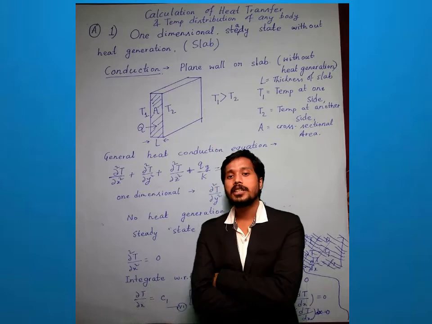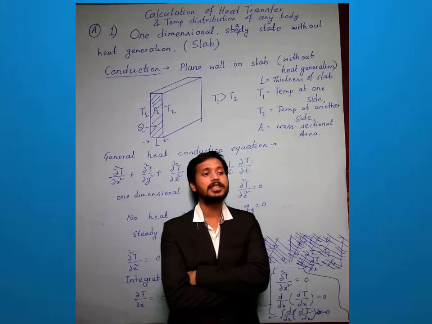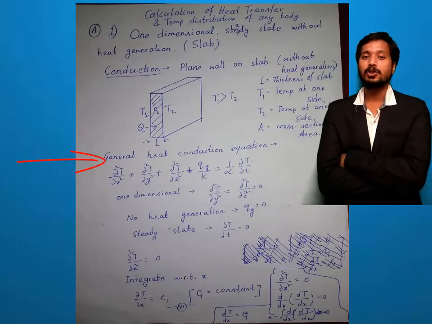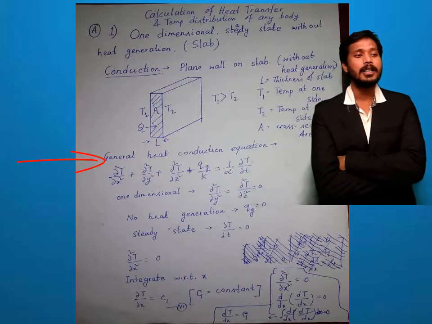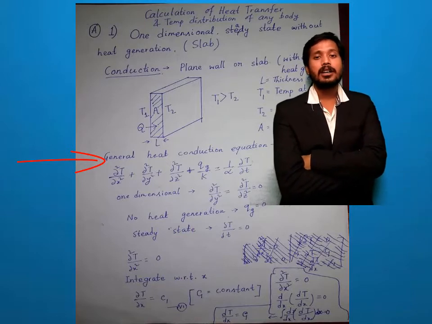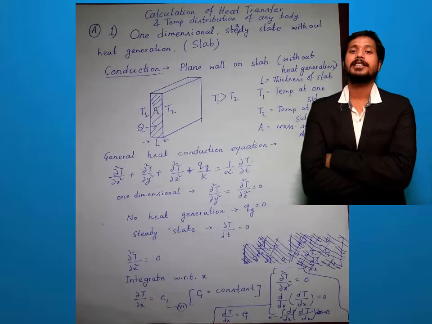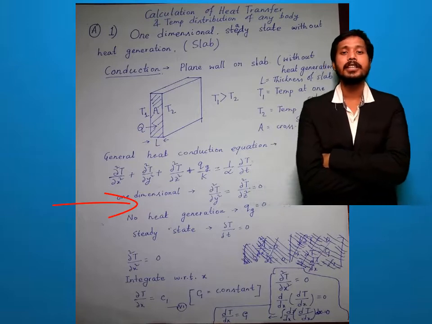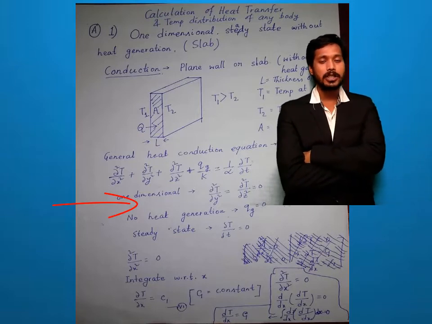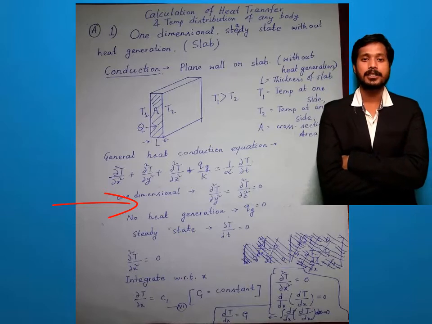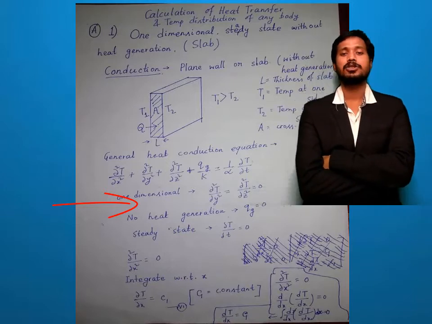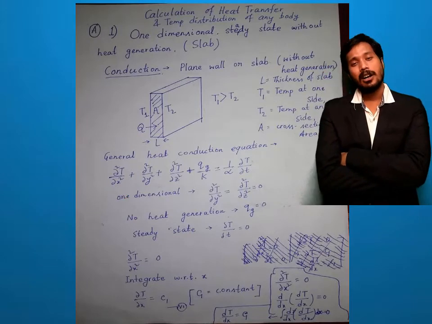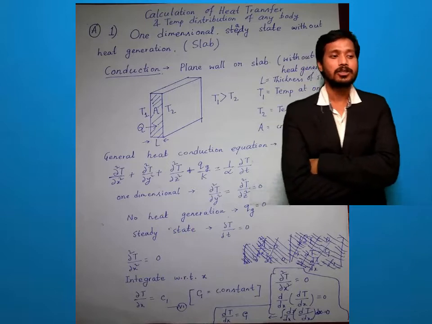Now as per the general heat conduction equation, we can write: del 2T by del x2 plus del 2T by del y2 plus del 2T by del z2 plus Qg by K equals 1 by alpha del T by del t. Now for one-dimensional, steady state and no heat generation, we can reform it as del 2T by del x2 equals 0. If we integrate with respect to x, we get del T by del x equals C1, where C1 is a constant, and we can simplify it further.